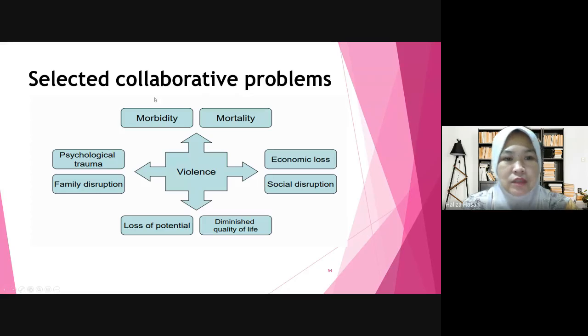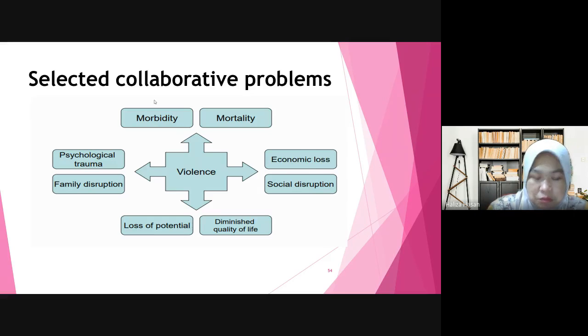Okay. Selected collaborative problems for violence related to morbidity and mortality, economic loss, social disruption, diminished quality of life, and also loss of potential, family disruption, and psychological trauma. All these are related to violence.